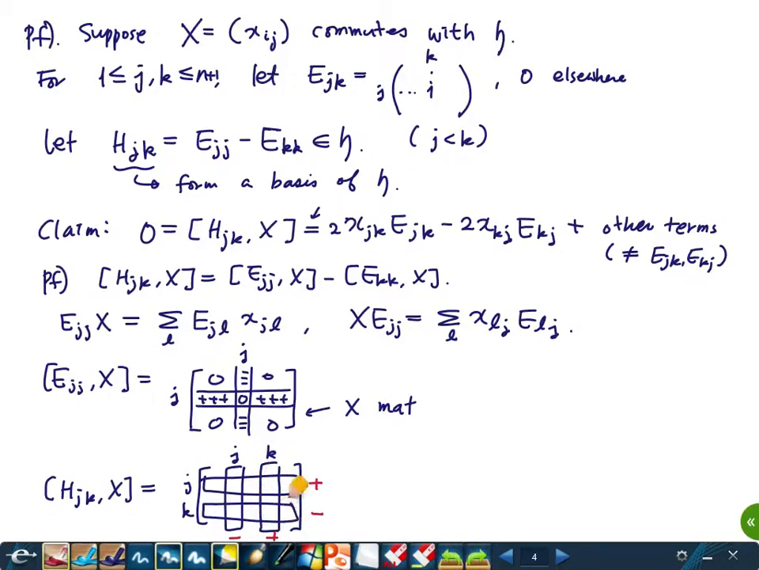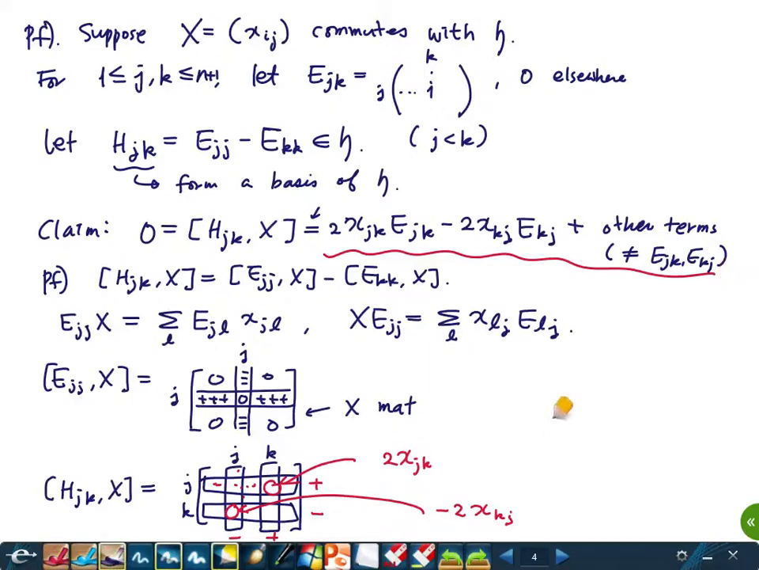So basically, it looks like this. So what is the entry here then? This entry will be x_jk two times, because one came from the first part, the other came from the last part. Again, then this part, what is this? Minus 2x_kj. We have a bunch of other terms, but we don't care. But that will prove the claim.